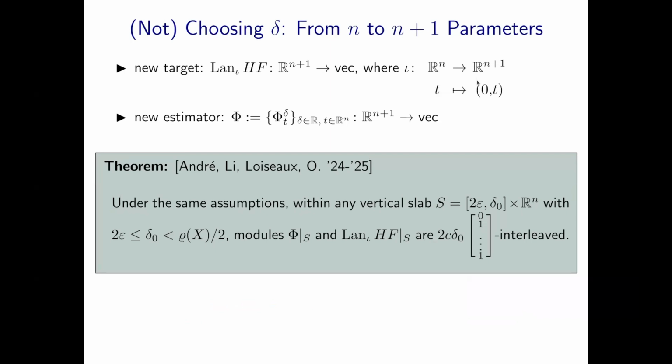And here's a result. Under the same assumptions as before, on the regularity of the space and on the regularity of the function, if you choose a vertical slab, this time not just one slice, inside each slab of the form 2 epsilon around delta 0, for any delta 0 within 2 epsilon and rho of x over 2, the restrictions of the modules phi and the target to that slab are going to be 2c delta 0 interleaved, but the interleaving is not the usual one. It's not diagonal interleaving, it's vertical interleaving. They're interleaved vertically.